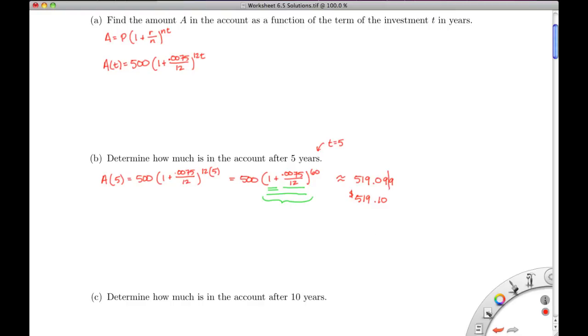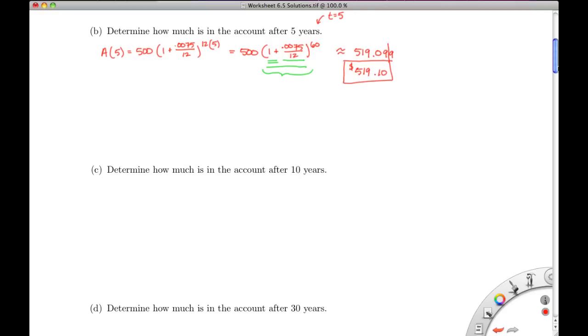Although if the bank's a little stingy, they don't want to give you partial cents, they may just go ahead and truncate it right after 2 decimal places and just give you 519.09. I know I would if I was the bank, because you haven't quite earned all the way up to 519 and 10 cents. But just be careful for that. The directions aren't specific of what to do in this case, but if we did round to the nearest cent, this would be our solution.